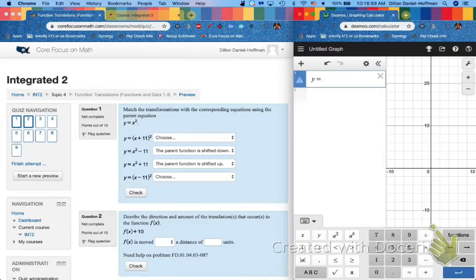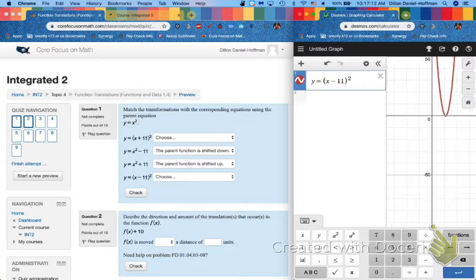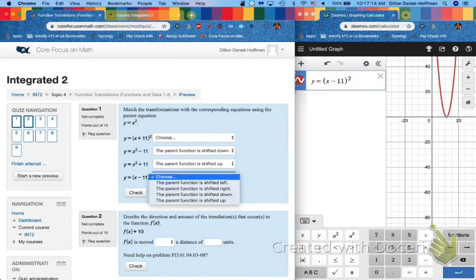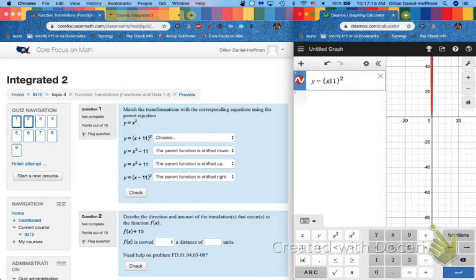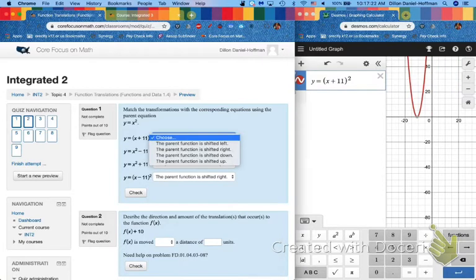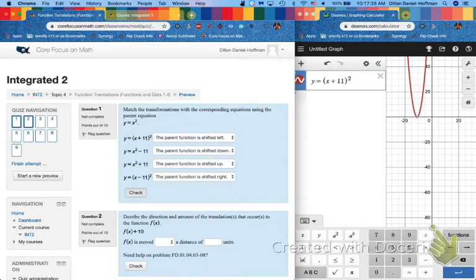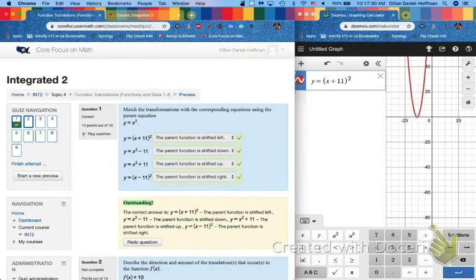Y equals x minus 11, squared. And sure enough, there it is. I'll zoom out a little bit. It's to the right. So find your x minus 11, move that right, which means, sure enough, yes, the other one is to the left. So plus 11 in parentheses is left, minus 11 in parentheses is right, plus 11 outside of parentheses, or no parentheses, is up, minus 11 with no parentheses is down.